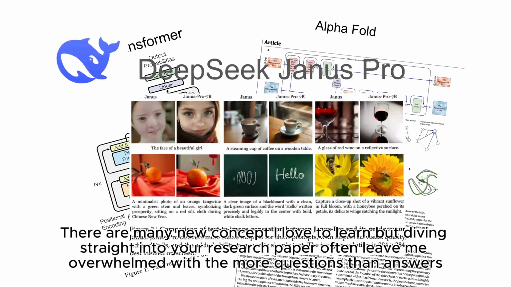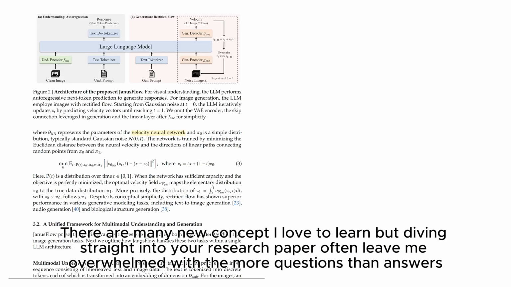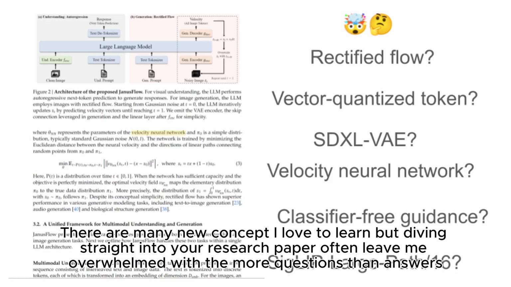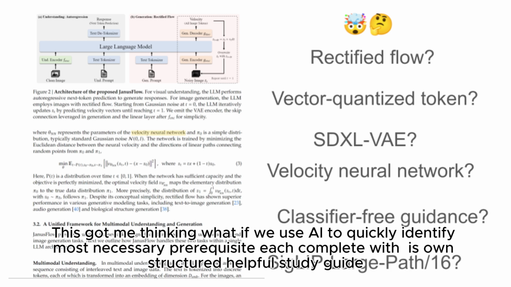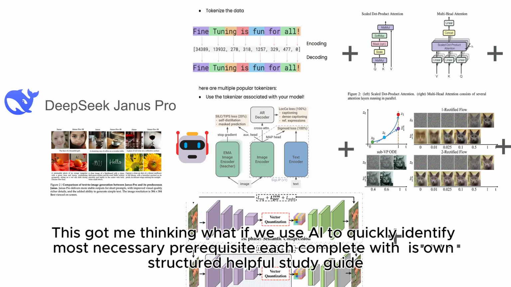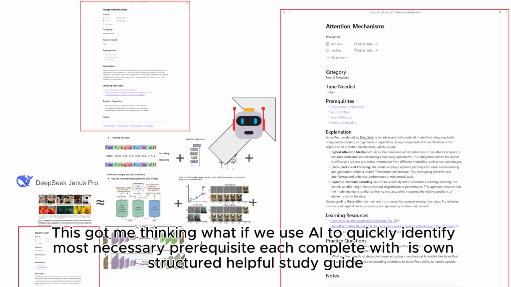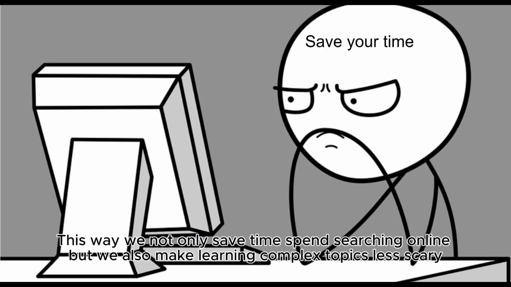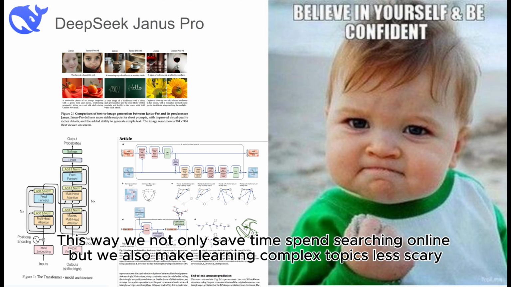There are many new concepts I love to learn, but diving straight into their research papers often leaves me overwhelmed with more questions than answers. This got me thinking: what if we use AI to quickly identify most of the necessary prerequisites, each complete with its own structured, helpful study guide? This way, we not only save time spent searching online, but we also make learning complex topics less scary.